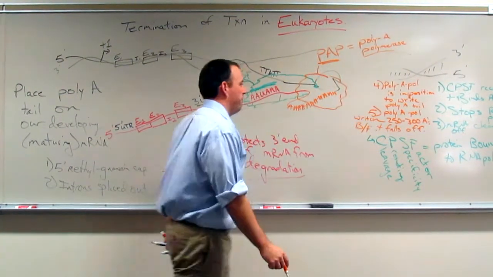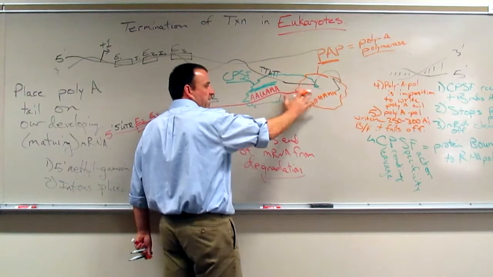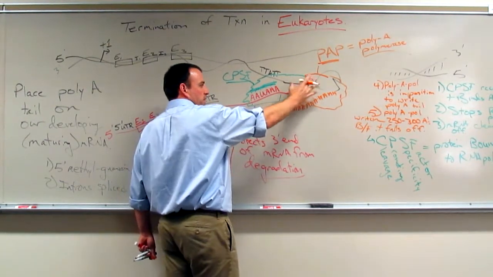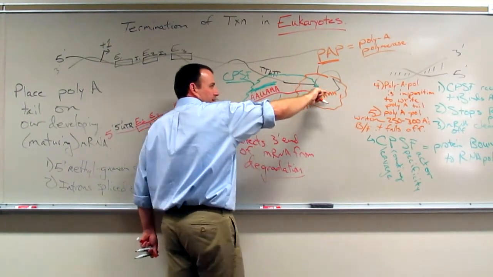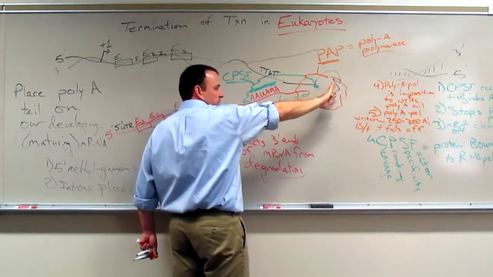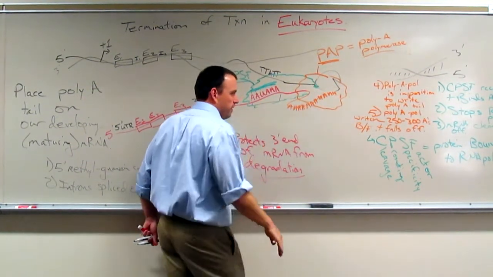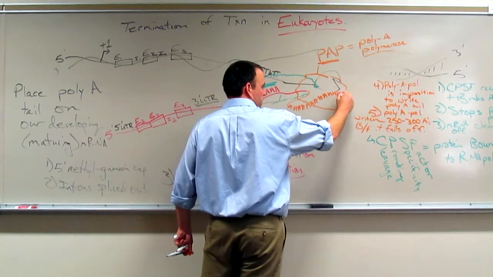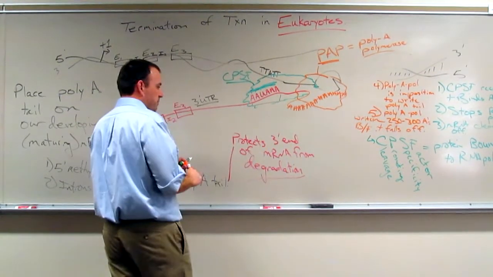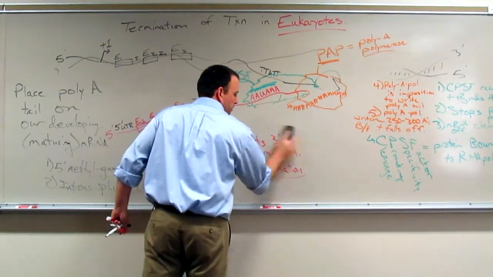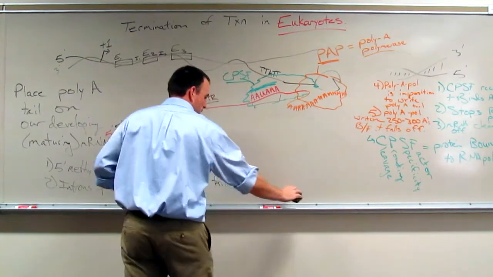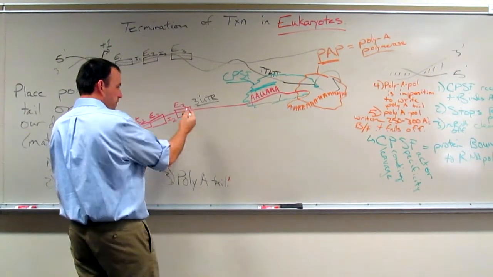Why does it fall off? You can only crowd so many A's into this area before it begins to push against CPSF, push against poly-A polymerase, and push against RNA polymerase to cause this whole thing to fall off. So once it's written a whole bunch of A's, this whole complex comes apart, and what do you end up with? You end up with an end of your molecule.